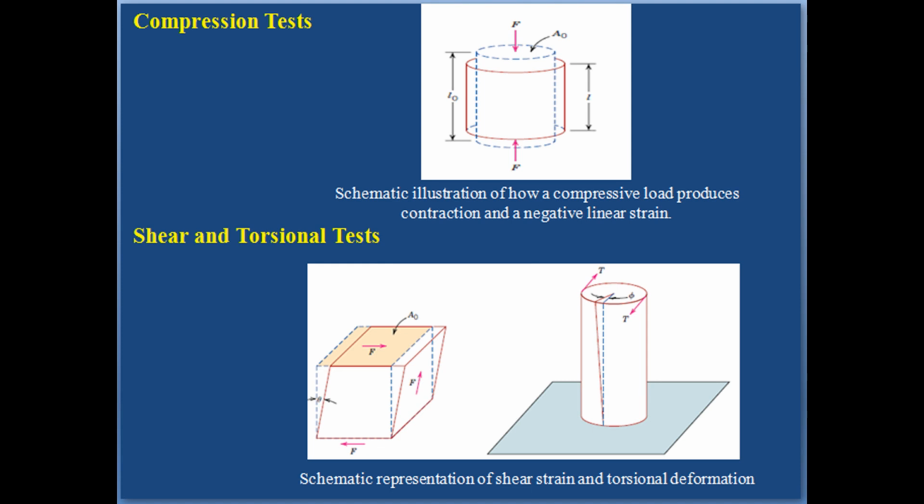The equation sigma is equal to F by A and epsilon is equal to Li minus L naught divided by L naught are utilized to compute compressive stress and strain respectively. By convention, a compressive force is taken to be negative, which yields a negative stress. Furthermore, because L naught is greater than Li, compressive strain computed from the equation is necessarily also negative.